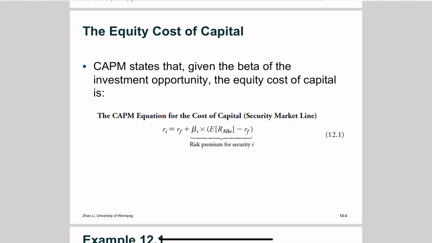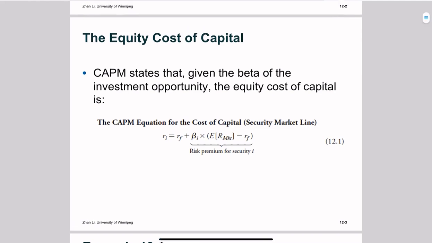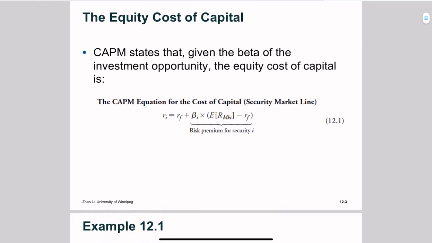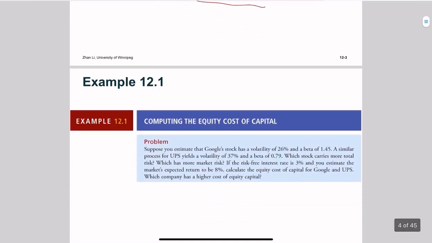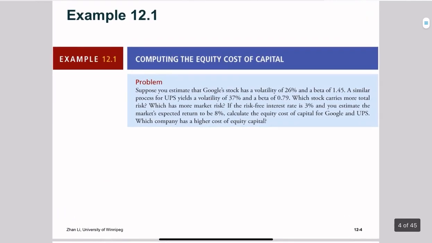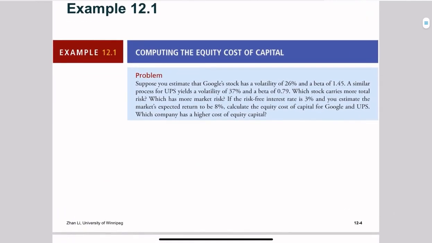So basically you can see that the equity cost of capital can be calculated by this formula. Okay, now let's see this example here. Suppose you estimate that Google's stock has a volatility of 26% and a beta of 1.45. And UPS has a volatility of 37% and a beta of 0.79.